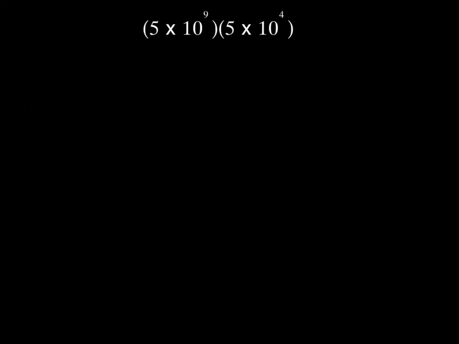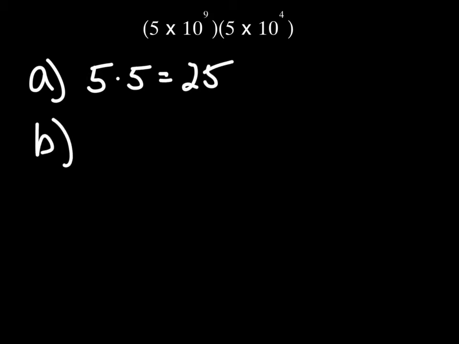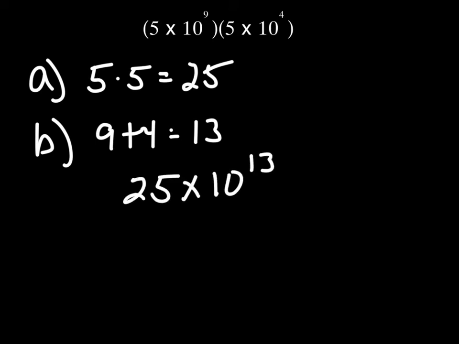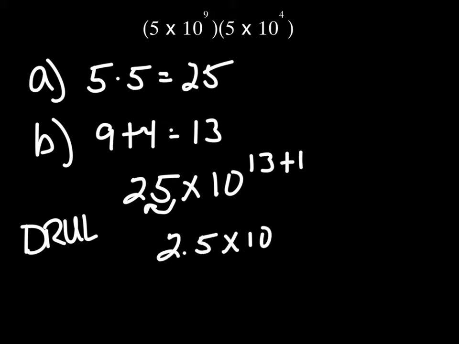We take a look at our second problem. Again, the two numbers we're going to multiply together are 5 times 5, which gives us 25. We're going to take our powers and add them, which gives us 13. When we put this together, though, we notice that our coefficient is not between 1 and 9, so we need to do the rule of Joule on this one. So we're going to move our decimal one place to the left, which increases our power. So we end up with 2.5 times 10 to the 14th.